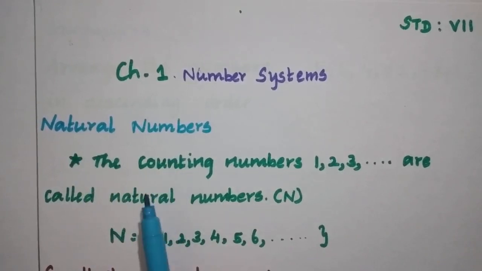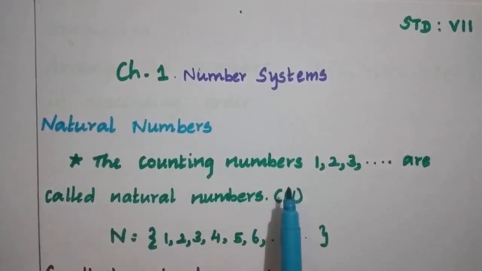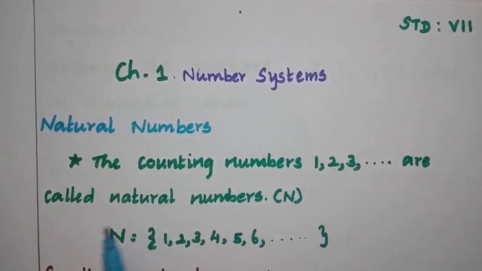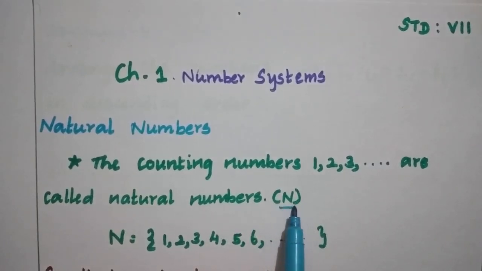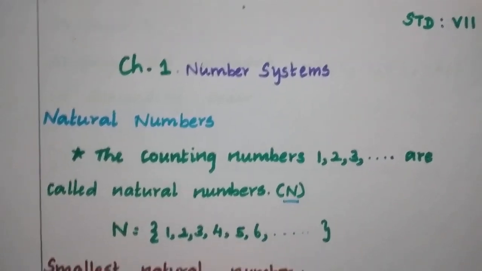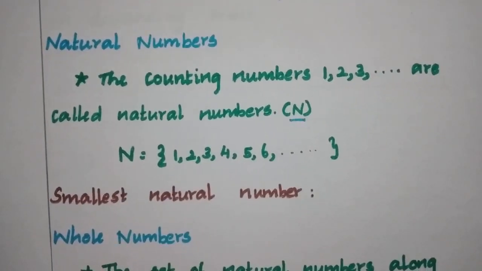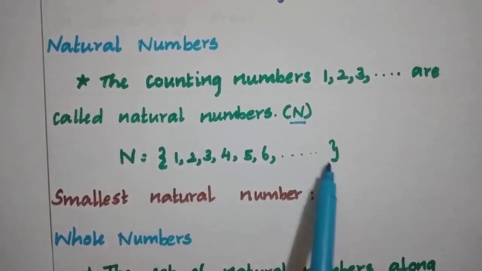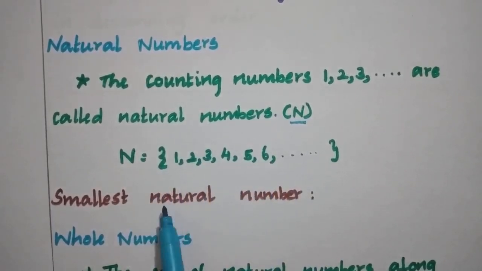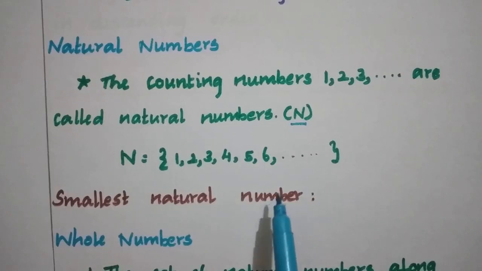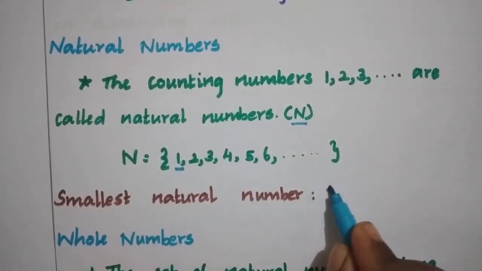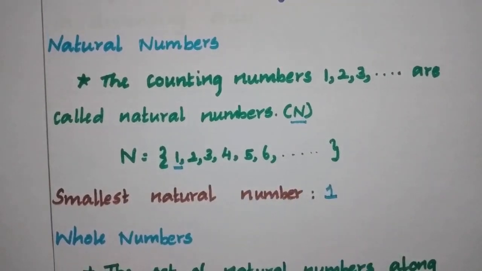Natural numbers. The counting numbers 1, 2, 3 and so on are called natural numbers, and it is denoted by the symbol capital N. So this is a set of natural numbers. Which is the smallest natural number? Yes, 1 is the smallest natural number.